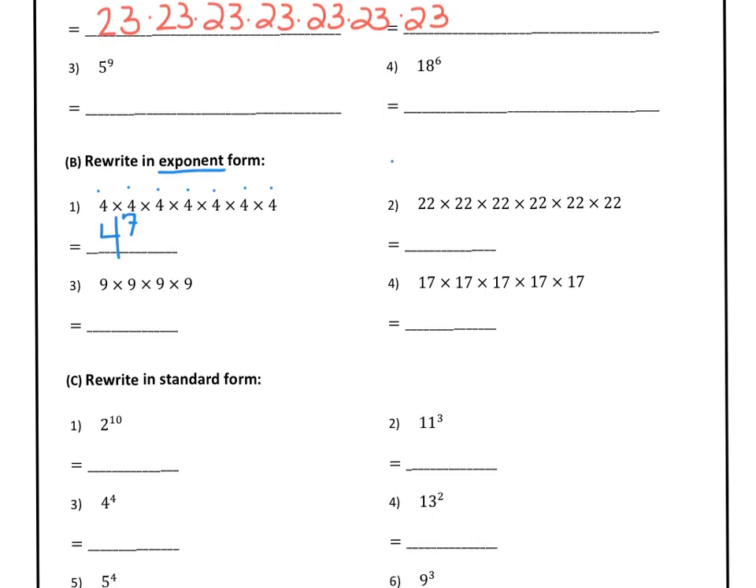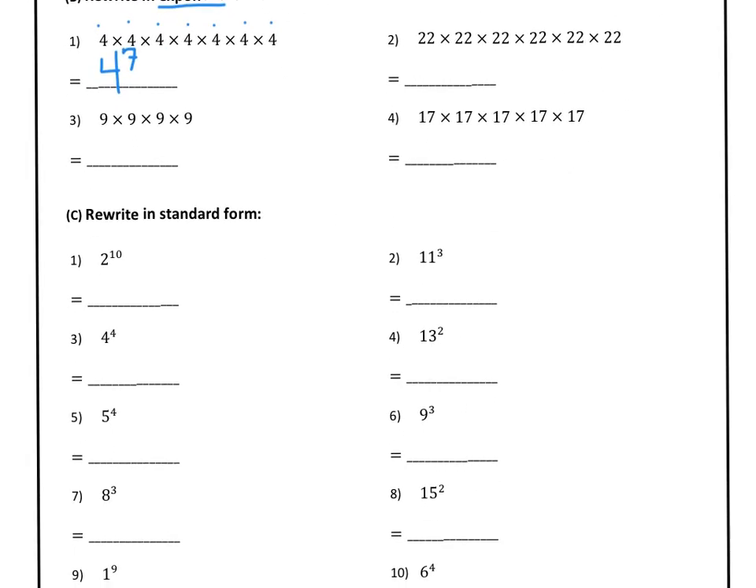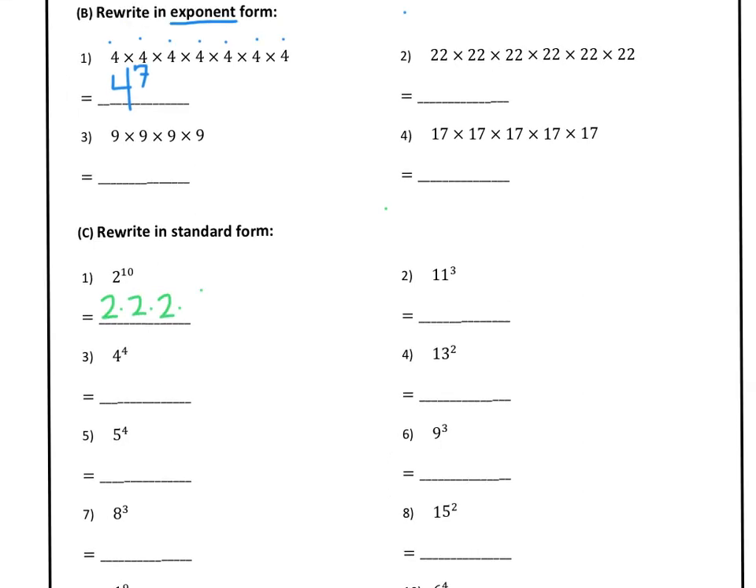And then letter C, rewrite in standard form. So this we're going to get an answer to it. So 2 to the 10th is 2 times 2 times 2 times 2. We need it 10 times, recall. So that's 4, 5, 6, 7, 8, 9, 10. And then what does that equal? So if we multiply all those 2's out, we get 1,024. So standard form means what is the answer? Or what is the product?